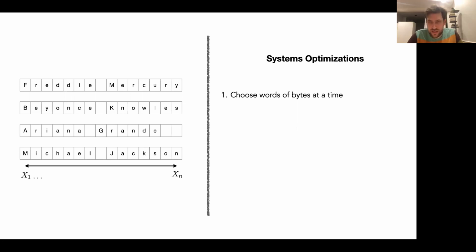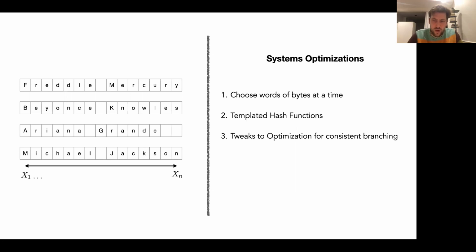In particular, instead of single bytes, we generally choose words at a time. So, maybe the first 8 bytes are chosen. We use templated hash functions to generate this efficiently in C++ code. We have tweaks to the optimization to make branching more consistent inside a hash function evaluation. And then we have integration into the state-of-the-art base hash functions like XXHash or MurmurHash or Wyhash and so on.